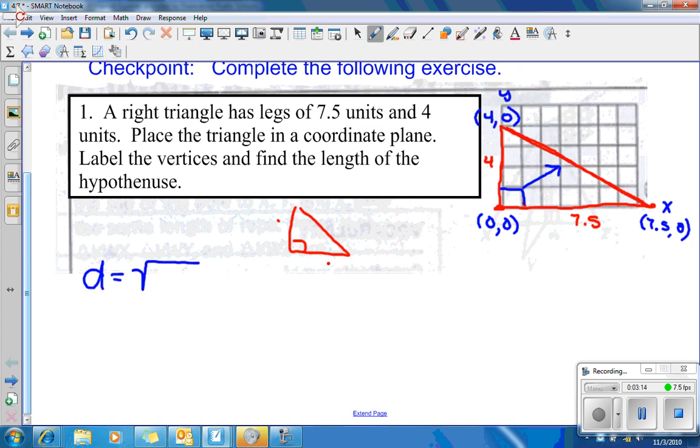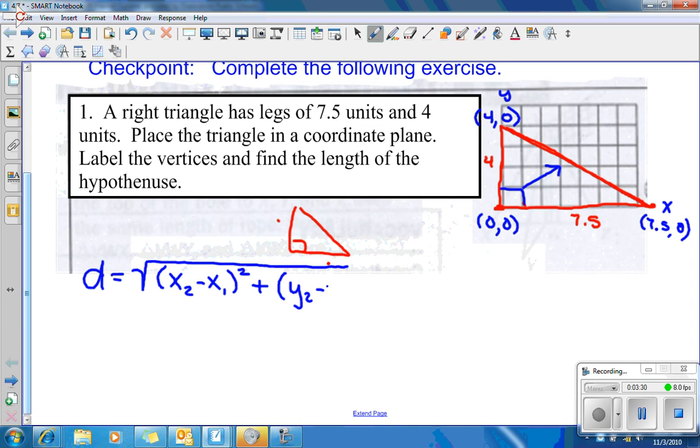D, the distance, equals the square root of your x numbers subtracted from each other, and then you square that answer, and it's always going to be positive, plus the y values subtracted from each other, and then you're going to square that answer. Okay, now you notice my x values have subscripts, so do my y values. All it means is that x2 and y2 come from the same ordered pair. x1 and y1 come from the same ordered pair. All right, it does not matter which ones you give where.